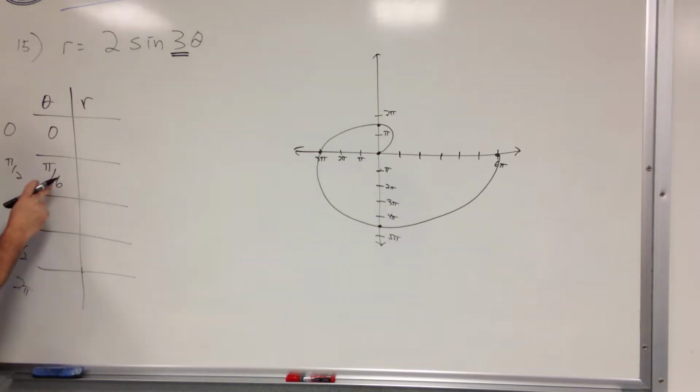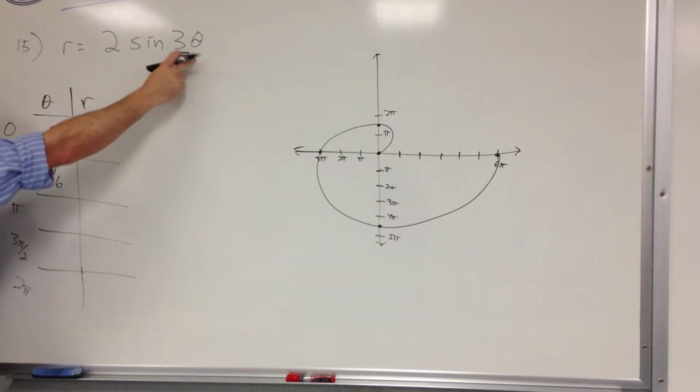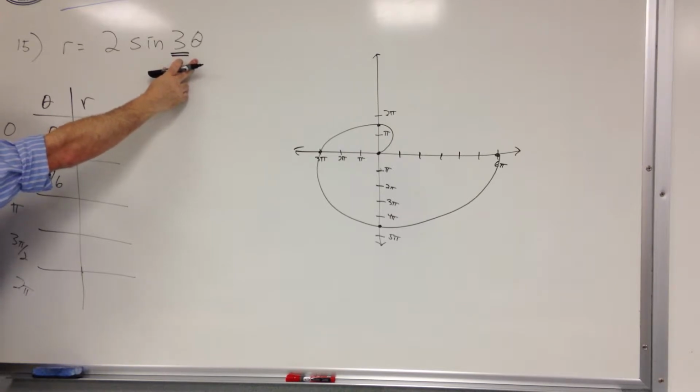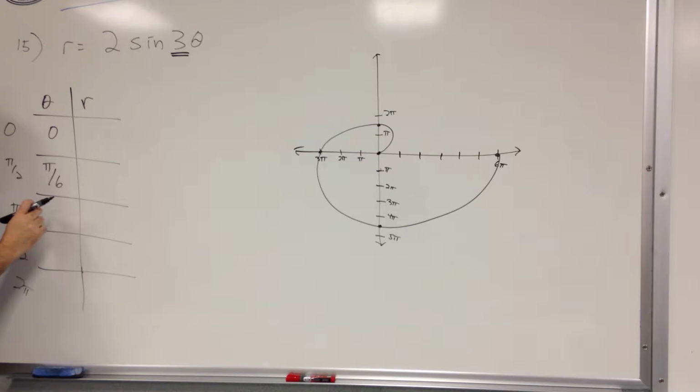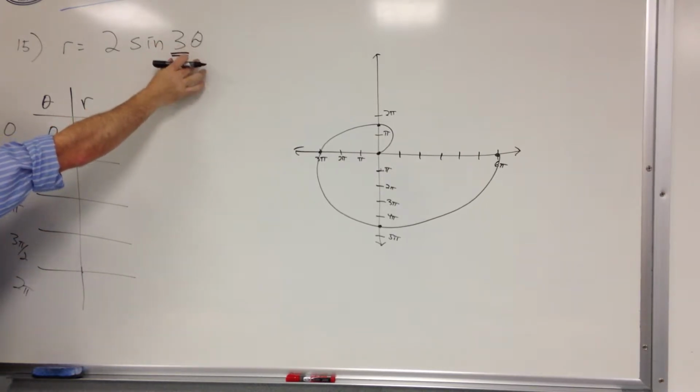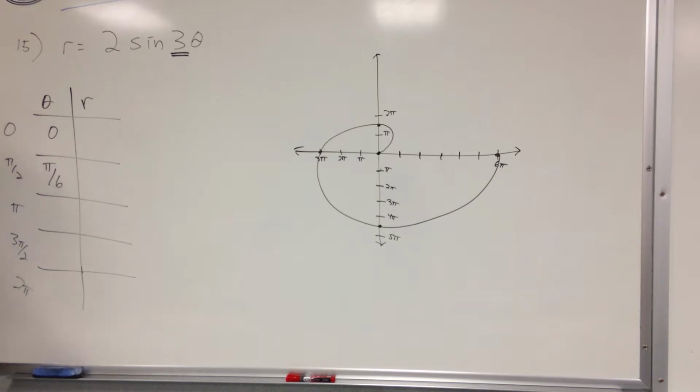See, the goal is, when I put pi over 6 into my polar equation, after I multiply it by 3, I get pi over 2. I want to put 30 degrees in, because 3 times 30 is 90. I only want to deal with the sine of 90, 180, 270, and 0. So you always divide by the number in front? Yep, divide by the coefficient in front of theta, and you'll get a very nice table. Very useful table, I think.